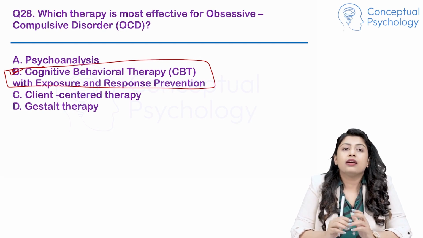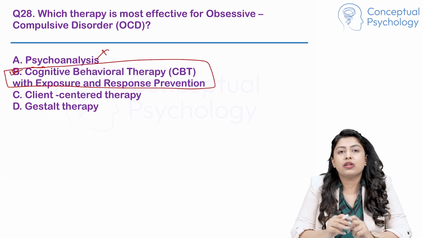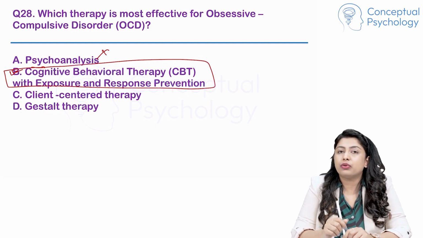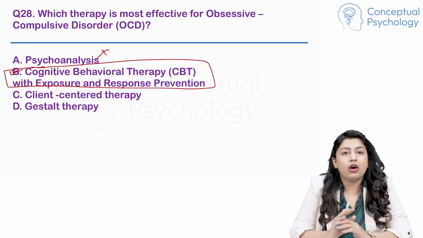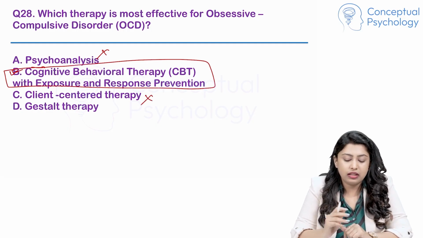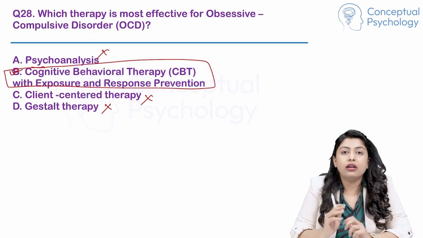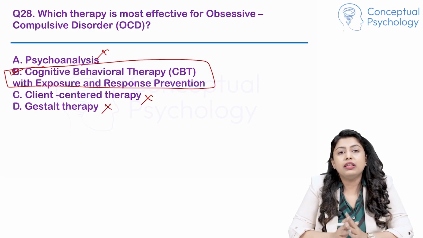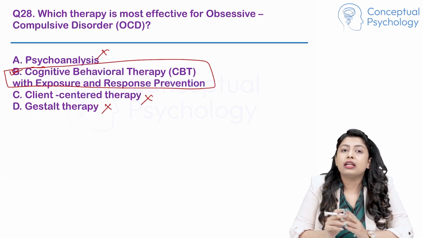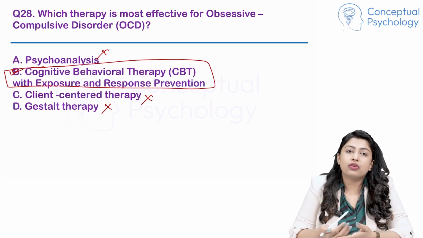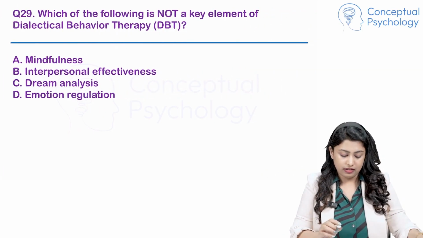All right. The psychoanalysis here is not advised because that is not empirically supported for OCD treatment. Client centered therapy, not specifically effective for OCD. Gestalt therapy, not empirically supported for OCD. So, ERP is the most effective psychological intervention for OCD. It works through exposure and prevention of compulsive behavior. Hence, B is the correct answer.